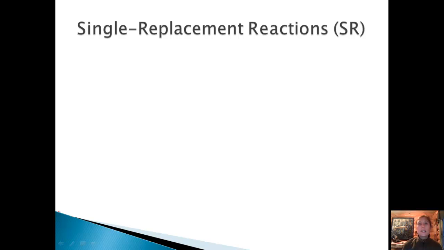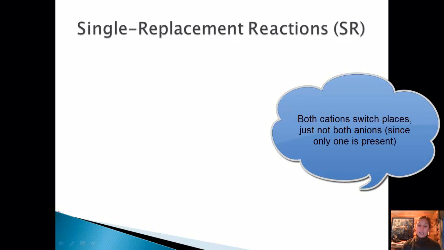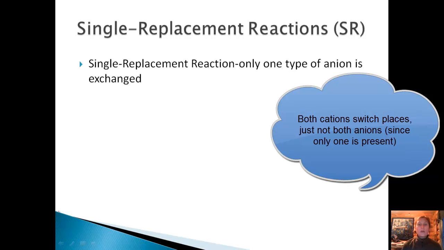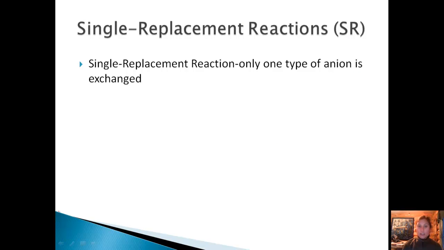One of the first types is a single replacement reaction. So if you think about double replacement reactions, and if you feel like you need a review, you can always rewatch section 1. In double replacement, both cations and anions switch partners, basically. Well, in single replacement, based on the name, only one cation is going to switch places, not both. And so only one type of anion is exchanged. Electrons are still transferred, but it's not a double replacement.